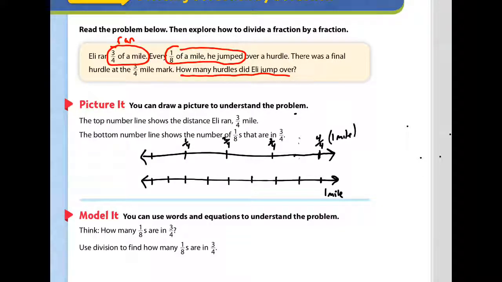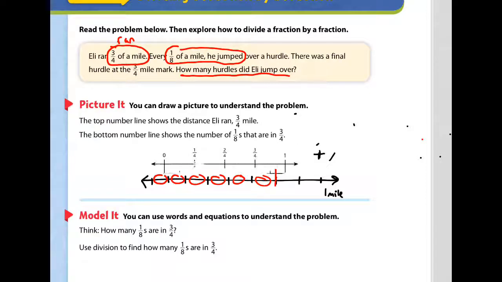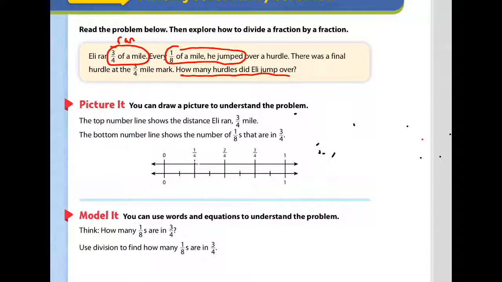Now the question says the bottom number line shows the number of 1/8 that are in 3/4. So if I were to count all the 1/8 that are in the 3/4: 1, 2, 3, 4, 5, 6, right? So that's basically how they use the picture it strategy there. Now I'm going to erase my slop so you can see how the book's was a lot nicer.